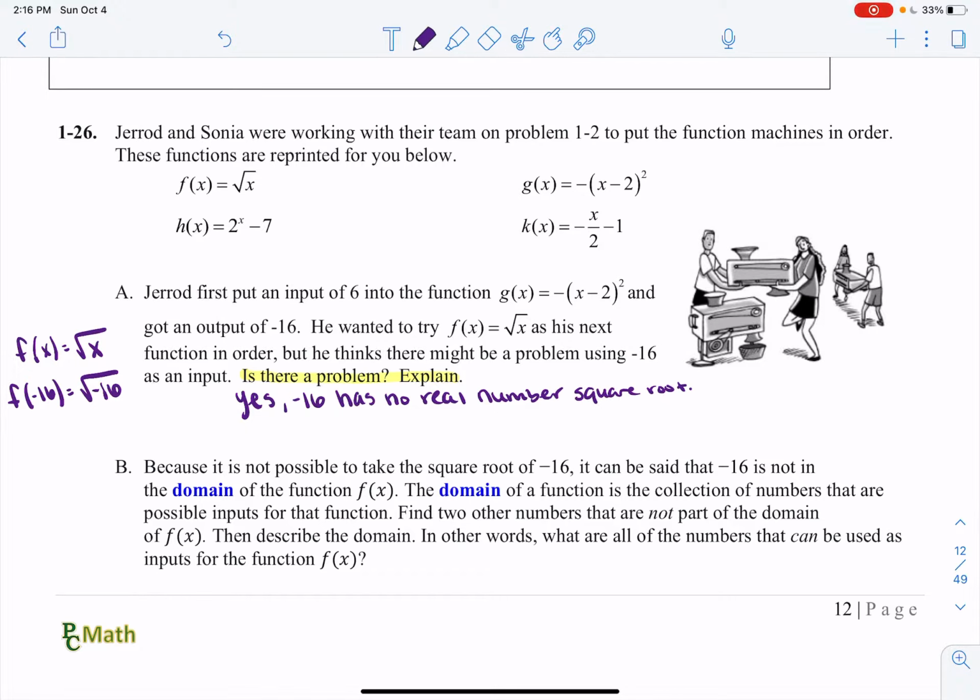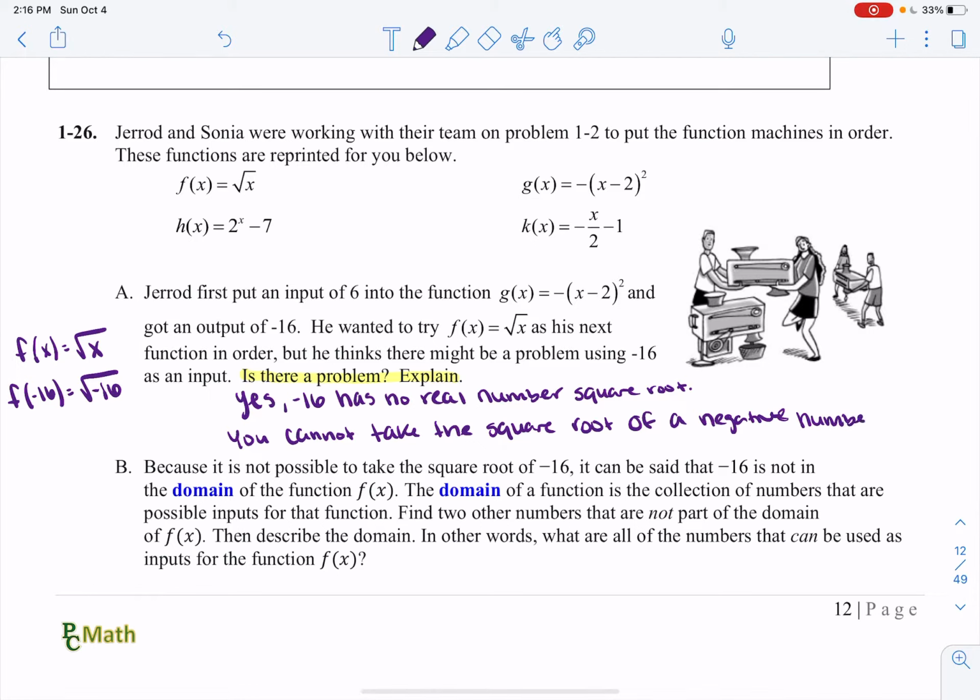And just a little side note, you cannot take the square root of a negative number. Well, that's a little messy, so I'll fix that. Negative number. Okay.